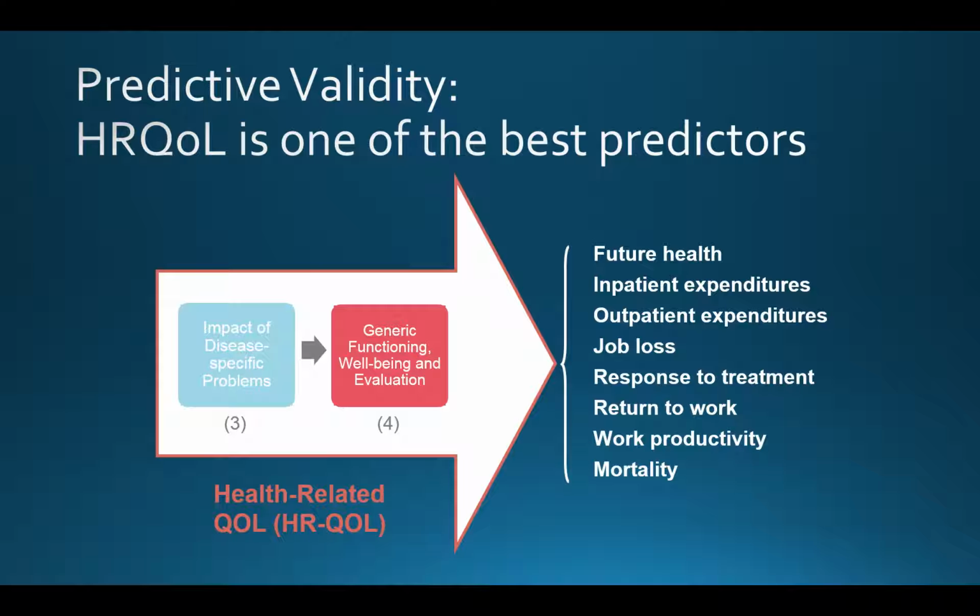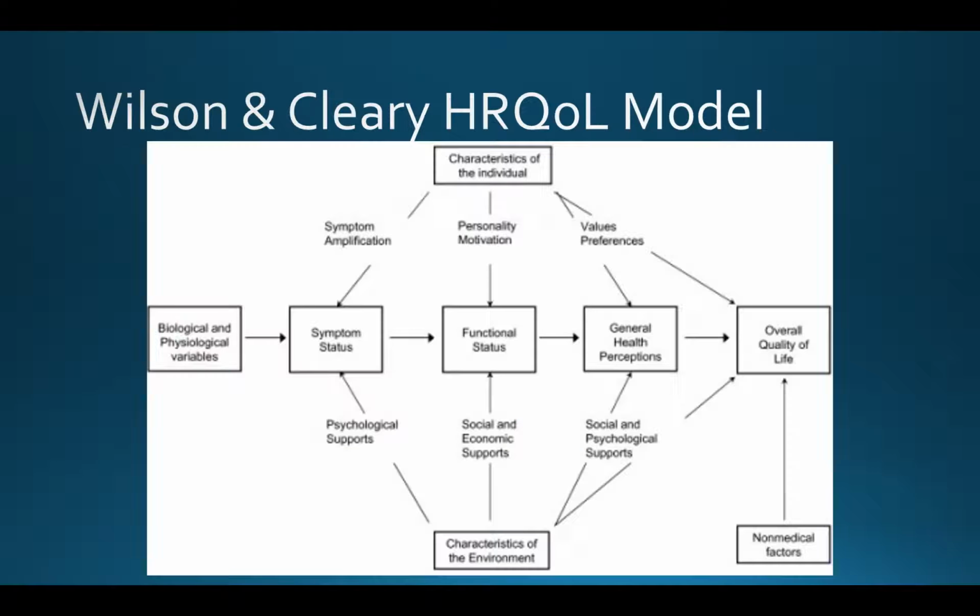So how do we conceptualize health-related quality of life? And I mentioned there are several different models. So let's start with one of the first models that was developed, the Wilson and Cleary health-related quality of life model. And so this model here combines two paradigms. It combines a biomedical and a social science paradigm.